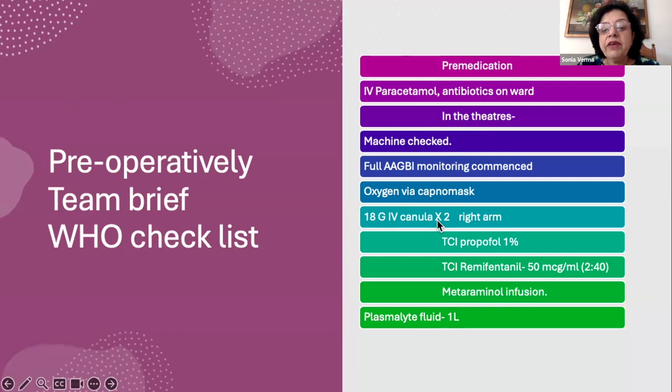I had 2 IV cannulas, both on the right side. The left side is not usable because it's on the side where the procedure is being done. I had propofol TCI ready with 1% propofol, TCI of remifentanil at 50 microgram per ml as 2 milligrams in 40 ml of normal saline, and a metaraminol infusion in case the patient dropped their blood pressure. I was running a plasma-like fluid, 1 liter, very slowly.